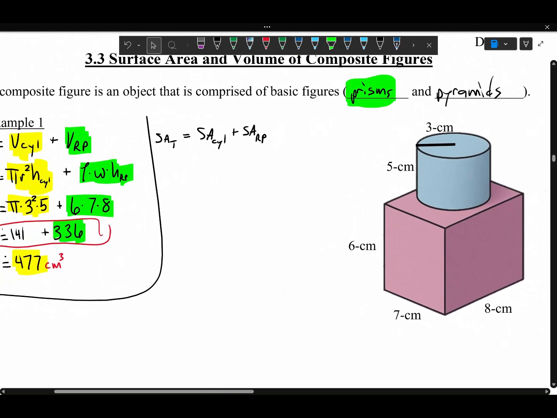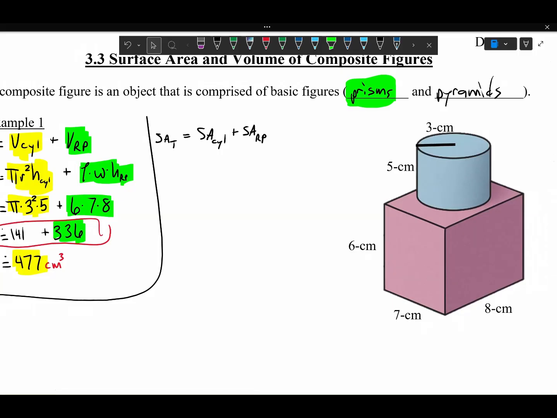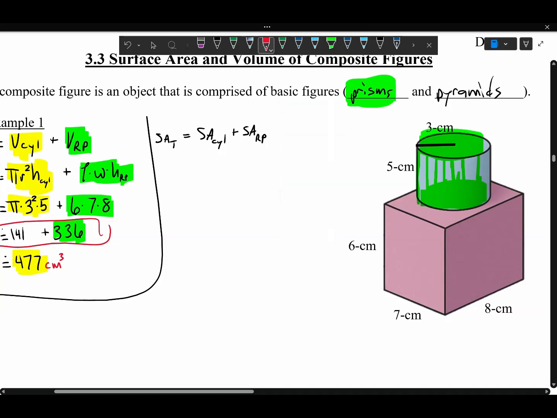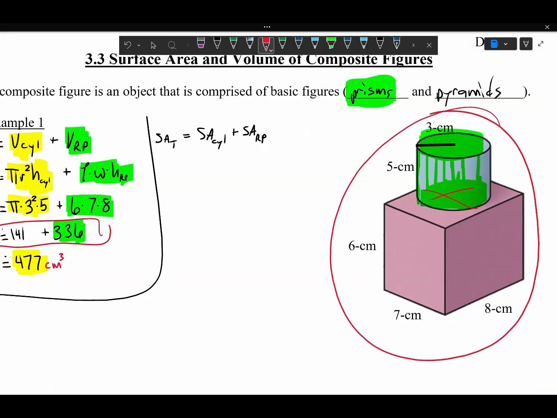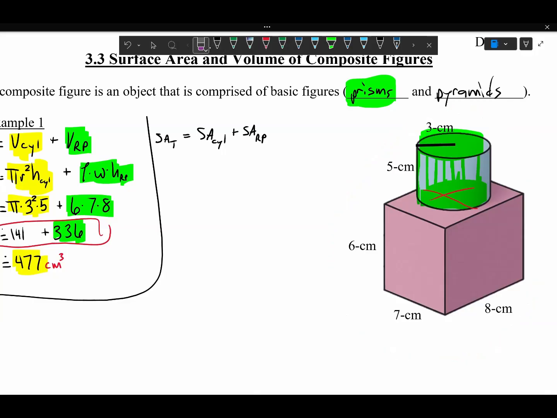The problem is, surface area, remember, is all of the area surrounding an object, right? So if I calculated the surface area of this cylinder, then I would be calculating the area of the top of the cylinder, the lateral area around the cylinder, and the area on the bottom of the cylinder. Well, I actually don't really need to calculate that last one right there because that's not involved in the surface area of our total composite figure, because the bottom of this cylinder is actually touching the top of the rectangular prism. It's not exposed, right? And it's only the exposed areas that we consider when we're working with surface area.